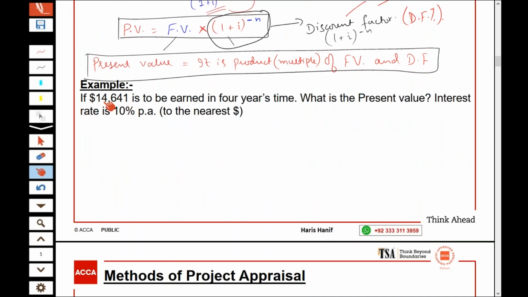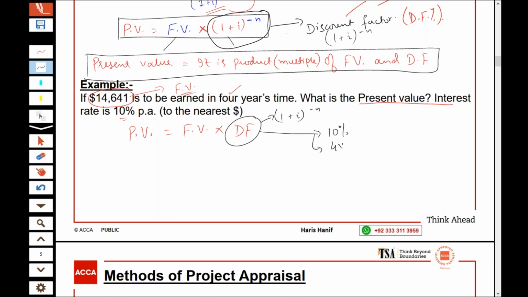Question: if 14,641 is to be earned in 4-year time, see, if you want to earn this amount, this is my future value. If you want to earn 14,641 in 4-year time, what is the present value? Interest is 10%. So how will we calculate the present value? Present value is equal to future value multiplied by discount factor. And that discount factor is this (1 plus i) power minus n. Okay. And I will be having the discount factor for 10% and 4 years. Remember this figure.